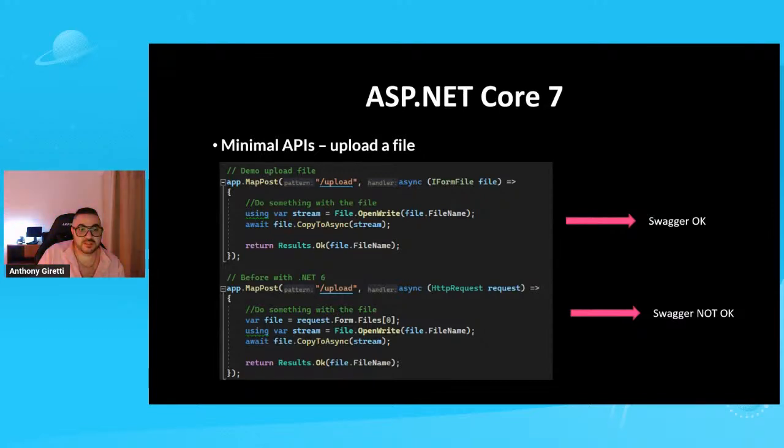What consequence does it have? It's for Swagger mainly. So as you can see, there is one line of code less, but the main difference is for Swagger. If you use Swagger now with minimal APIs, you will have the file upload button input form. I mean, in Swagger, it wasn't the case before. I will show you in the demo. So it's pretty convenient.